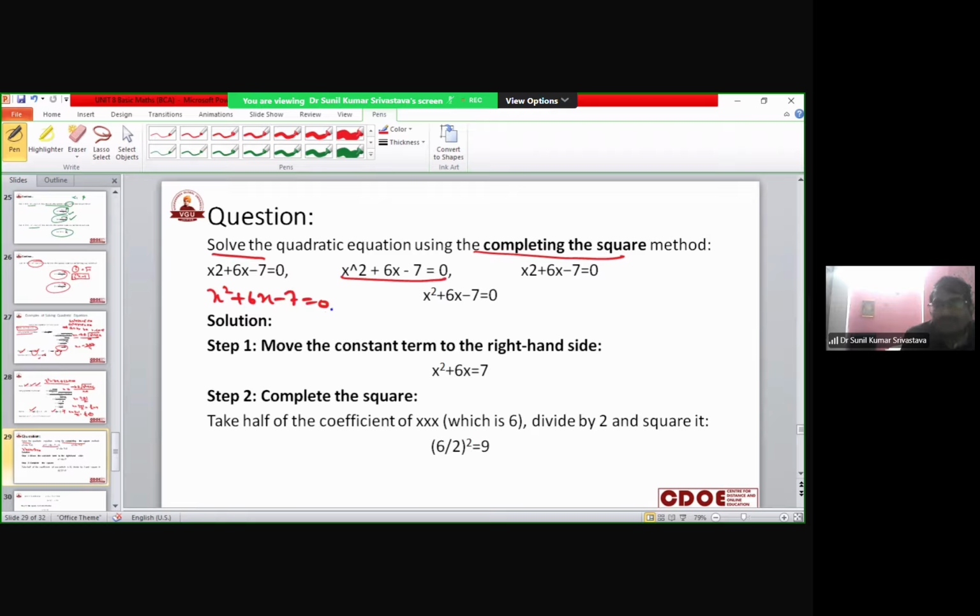What do I have to do first of all? x square plus 6x is equal to 7. We have to write it this way. On the left hand side, we have to make a complete square. What do I have to do? a square plus 2ab plus b square. We need this expression.